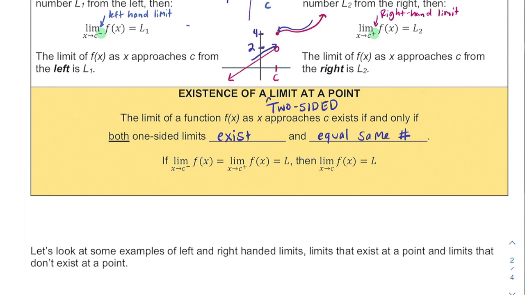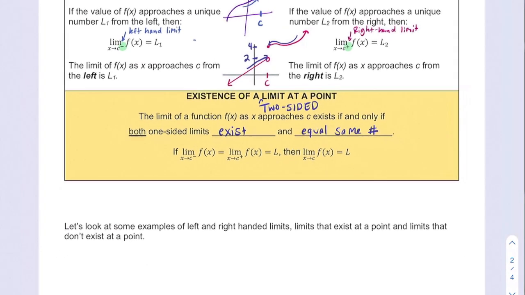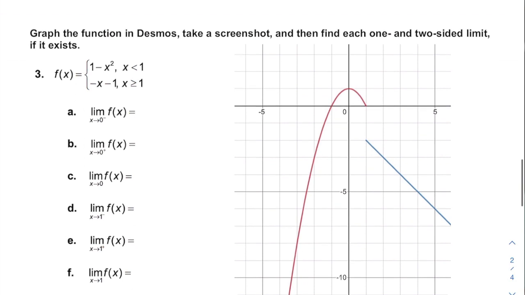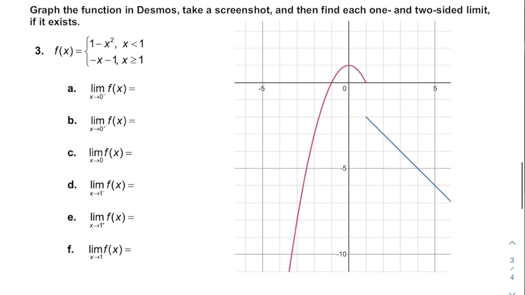We're mainly going to work today using graphs. We'll talk about using equations more as we go. And limits that exist at a point based on this two-sided limit and some limits that don't exist. So we're going to use Desmos for this. For the ease of this, I've already taken a screenshot, but I'm going to show you how to do all of this. So what we're going to do is graph the function in Desmos.